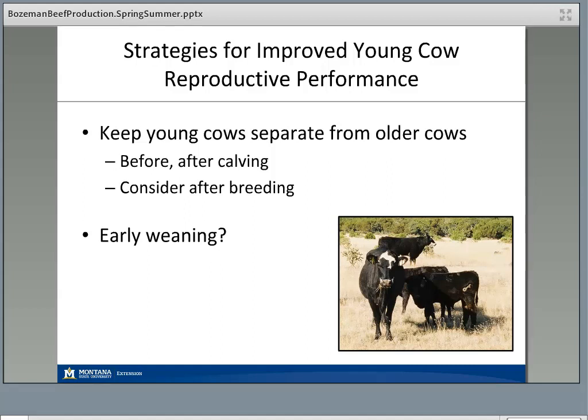That's something that my family has done for probably the past 15 years, and we've seen some really good results from that in regard to first calf heifer performance.